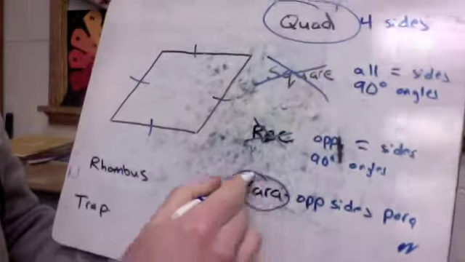Rhombus. To be a rhombus, all we have to have is all equal sides, or all congruent sides. All the sides are the same. This is definitely a rhombus.